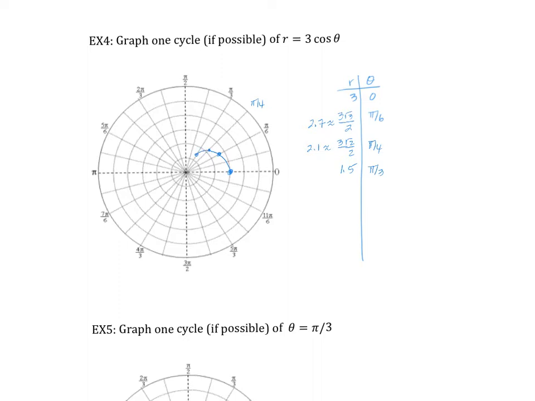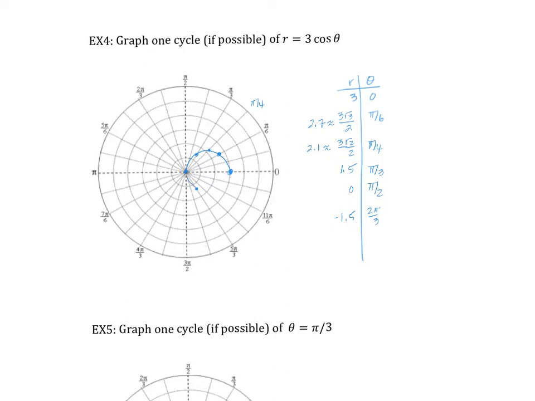Okay. And then at pi over 2, cosine is 0, so r is 0. And I'm back at the pole. Now if I keep going on, say I go to 2 pi over 3, that's going to give me a negative 1.5. So at 2 pi over 3, I'm going to go in the opposite direction, negative 1.5.